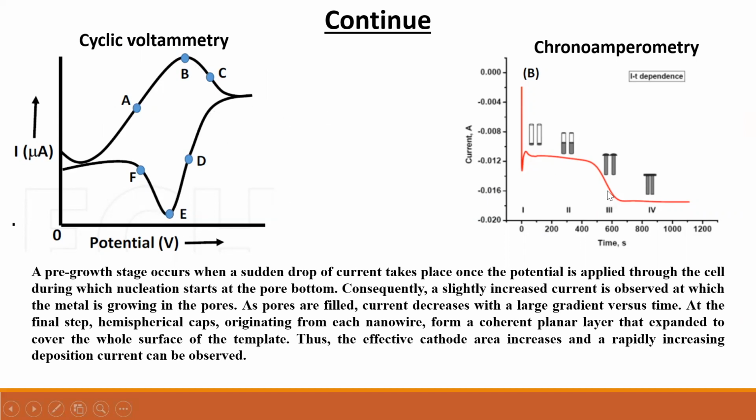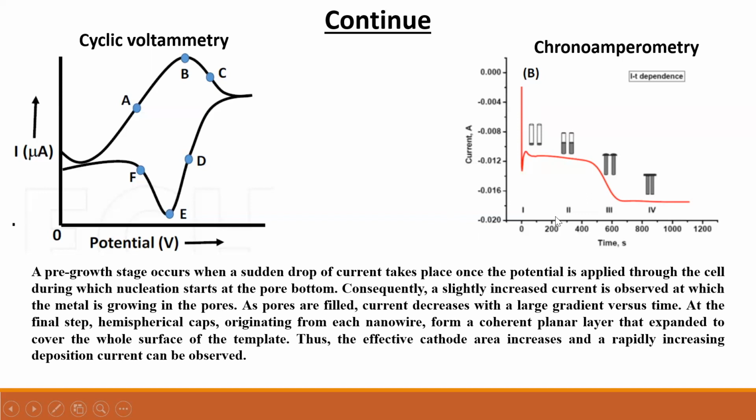The chronoamperometry shows the time variation of deposition in the template as a function of current. So this is the current versus time plot. What we can see is a pre-growth stage, which occurs when a sudden drop of current takes place once the potential is applied through the cell, during which nucleation starts at the pore bottom. Consequently, a slightly increased current is observed, at which the metal is growing in the pores.